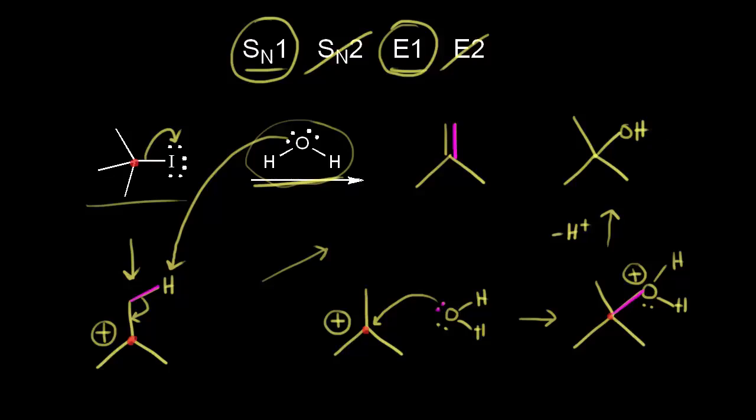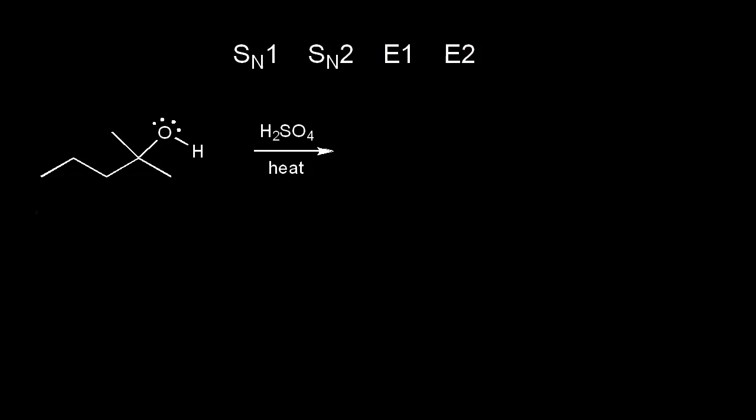So we have 2 possibilities for this reaction. We could have either an E1 reaction, which would give us this alkene, or an SN1 reaction, which would give us this alcohol. For our last example, let's look at this tertiary alcohol.